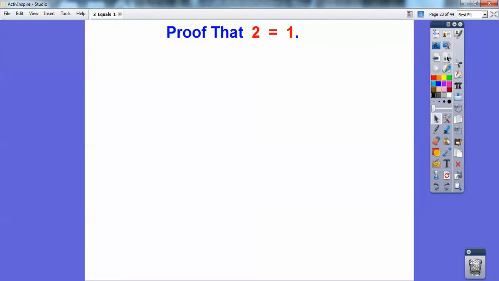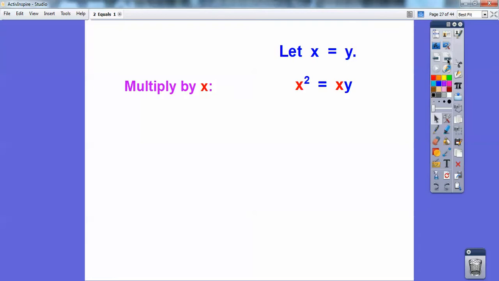Okay, so let's start off. Here's the proof with 2 equals 1. Now I'm going to start this with an equation, x equals y. Whatever I do to one side of the equation, I have to do to the other side. Now I'm going to need some space over here, so I just moved it over here. The first thing I'm going to do is take that equation and multiply both sides by x. When I do that, x times x is x squared, y times x is xy. As long as I did it to both sides, I'm okay.